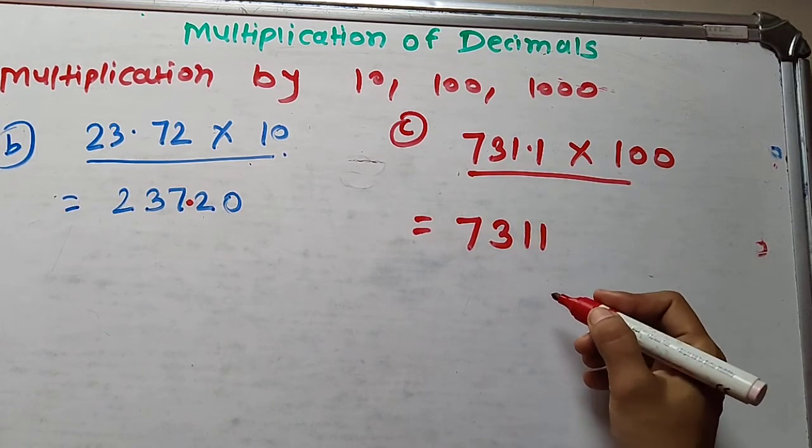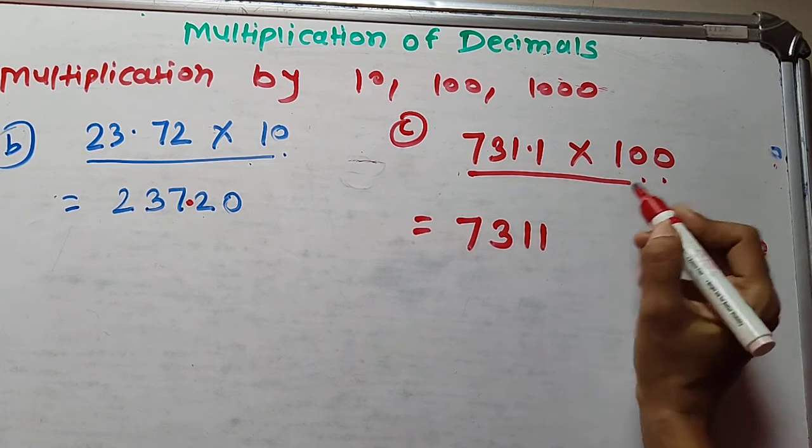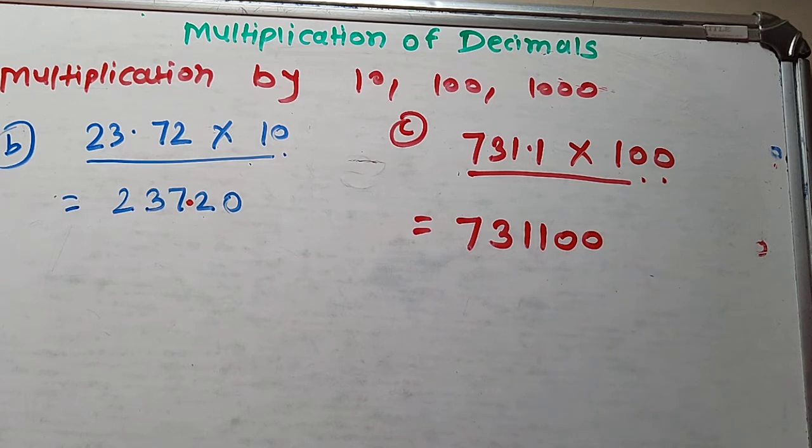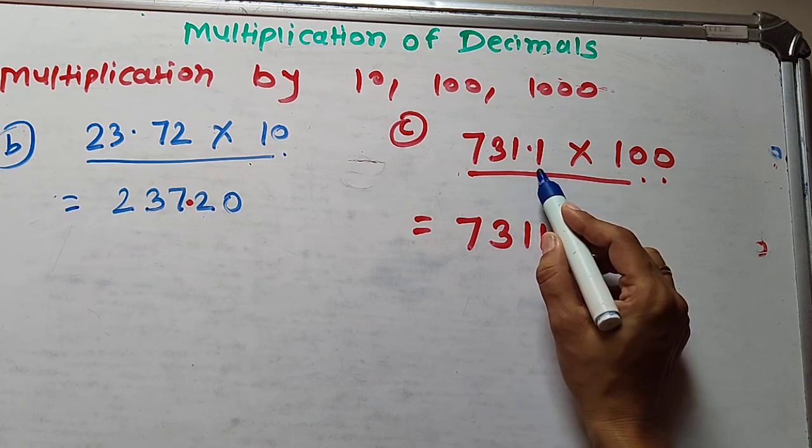7,311 ones are 3,703,011. And how many 0s do you have to add? 2 0s. So you have to put the 2 0s. Then you have to put the decimal point. Before 1 digit you have to put the decimal point.